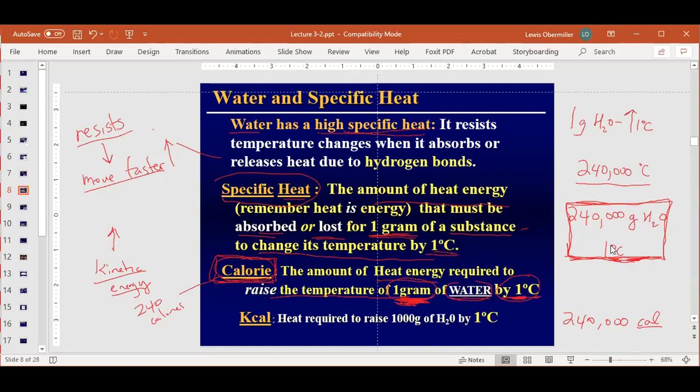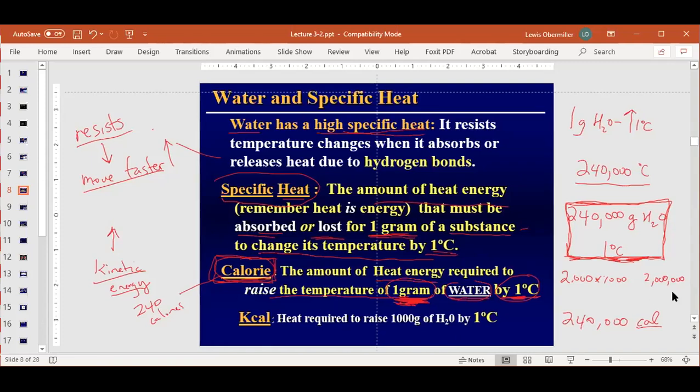If you think about it, an average diet is 2,000 calories per day, so that's really 1,000 for every one of those. So you really need 2 million calories a day to live. And that means you could raise 2 million grams of water 1 degree Celsius if you burned it all up. That's a massive amount of water, the swimming pool size equivalent. So it takes a lot of energy to do that.